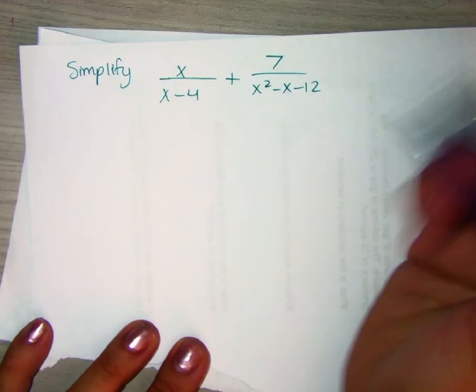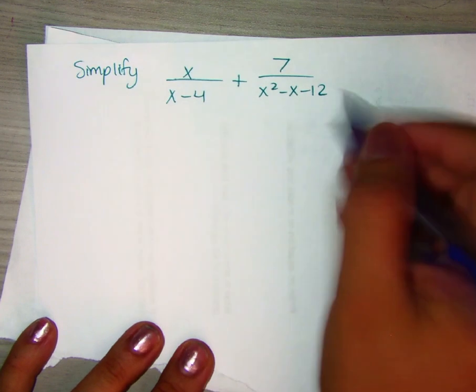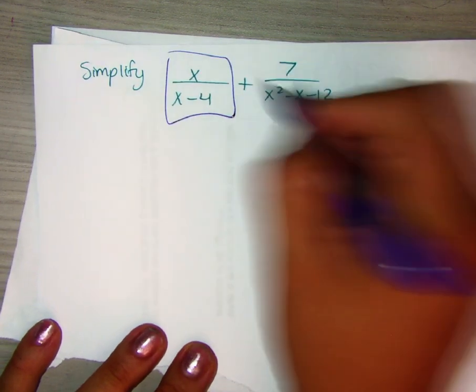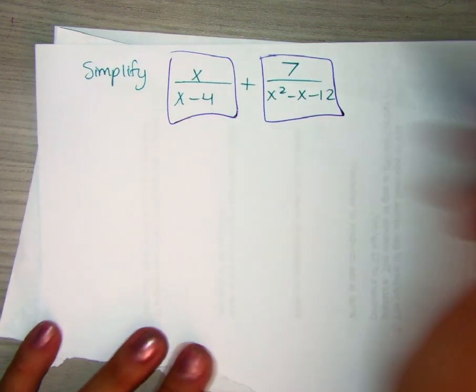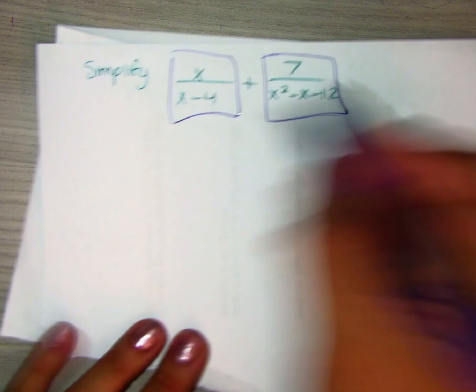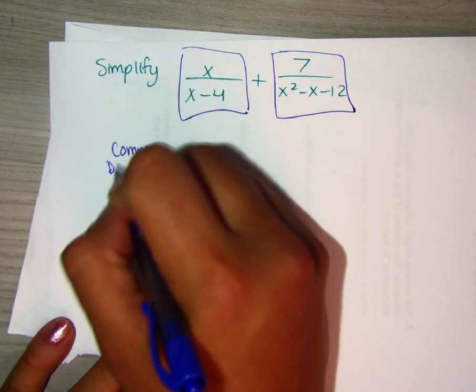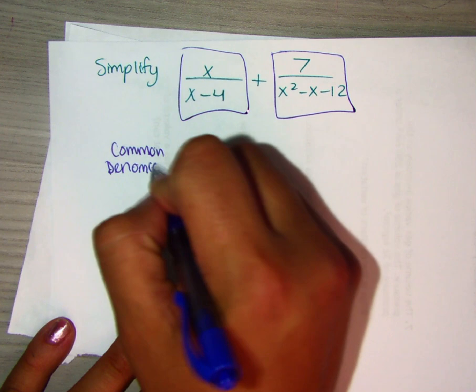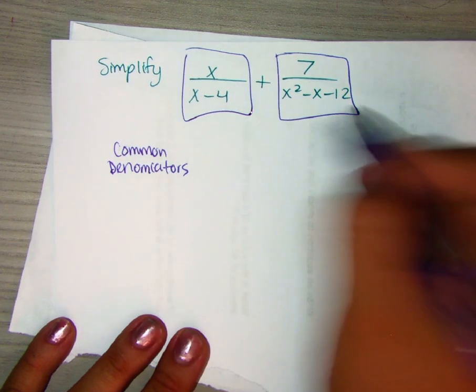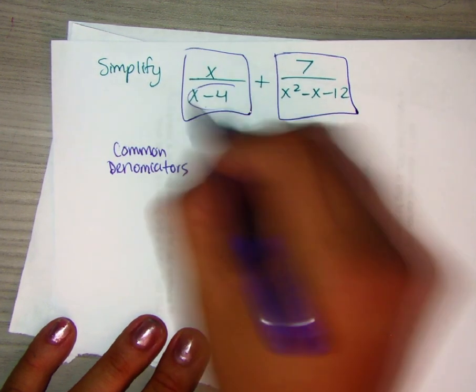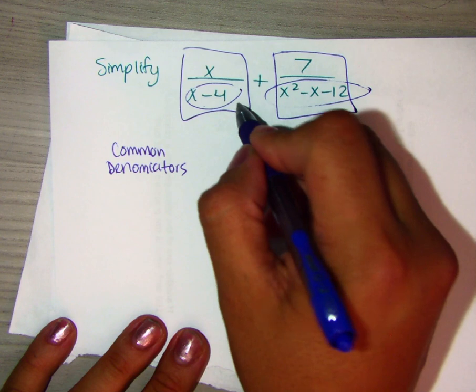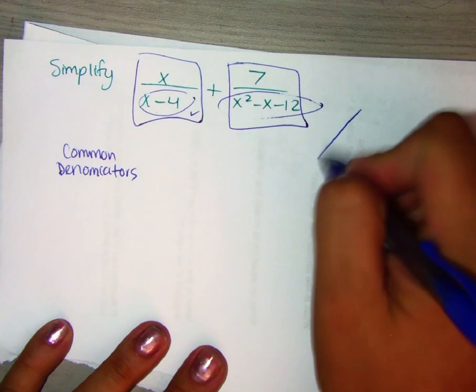First, we need to consider what the rules are for adding fractions. So this is one fraction plus another fraction. In order to add fractions, we need to have a common denominator. But in order to get the common denominator, we need to have the factors. So we need to check, do we have factors on the denominators? This one we do, this one we don't, so we have to factor that.